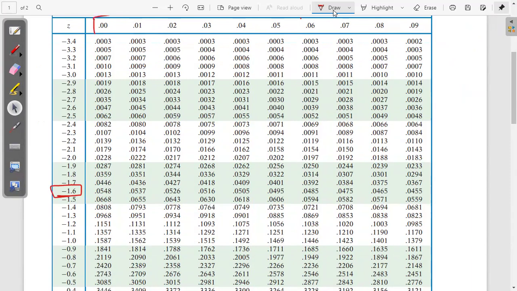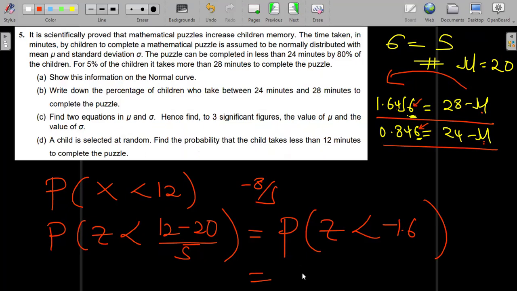And then here to just be 0.00. So we come down there, then I go like this, so it will be here: 0.05, 0.0548. That's the probability. So this will be the probability that the child takes less than 12 minutes. And we're done with question 5.